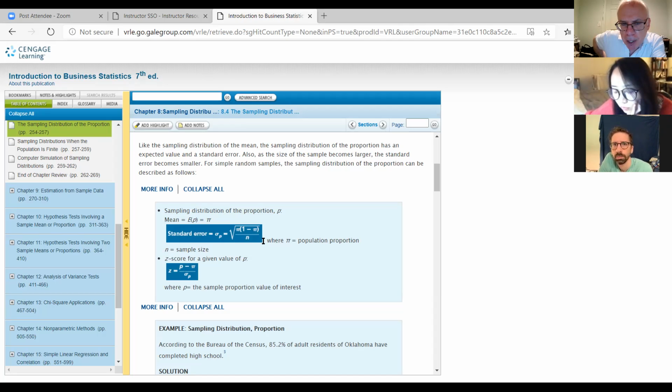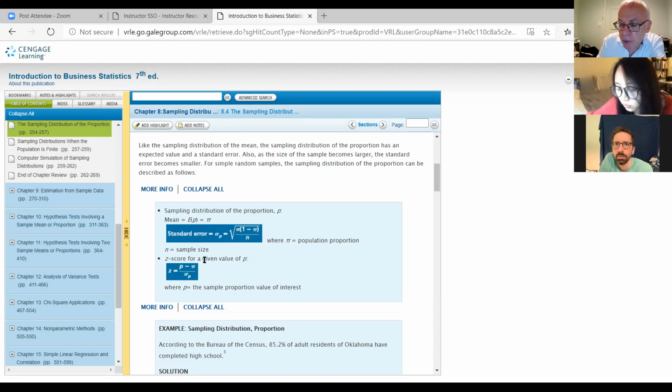Any questions about the mean and standard deviation for a sampling distribution of proportions? The mean is going to be equal to pi, the population proportion. This is the mean of the sampling distribution. Now, notice they put EP here. I would say mu p. And then sigma p is going to be this formula right here. That is your standard error formula.